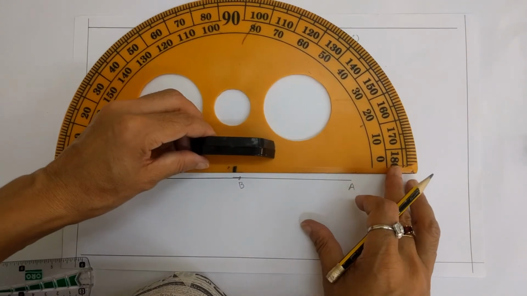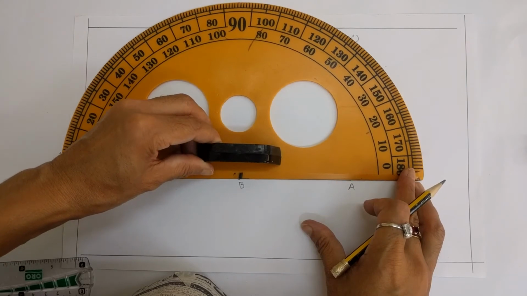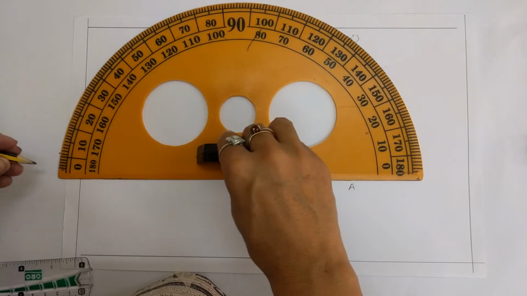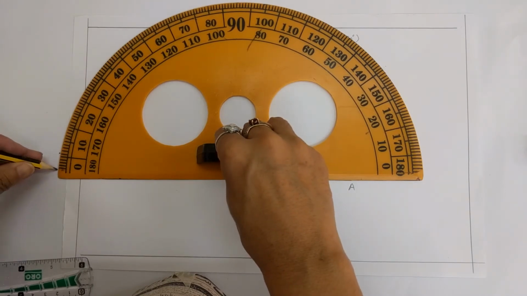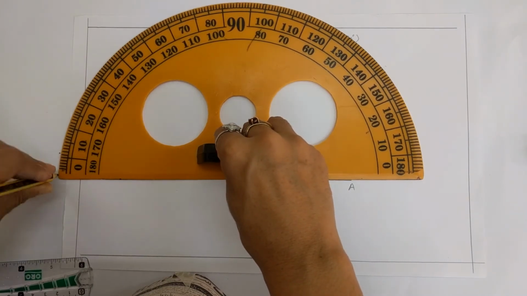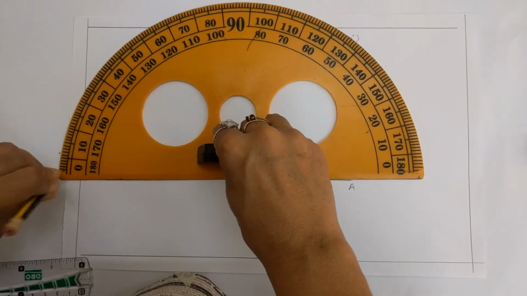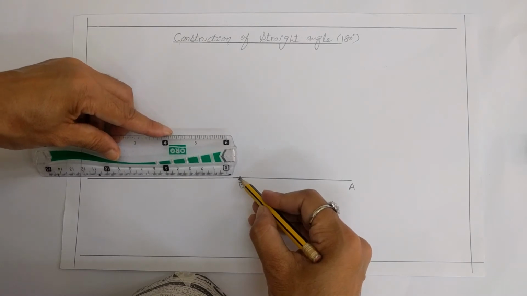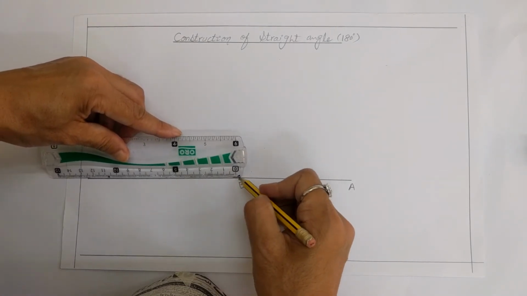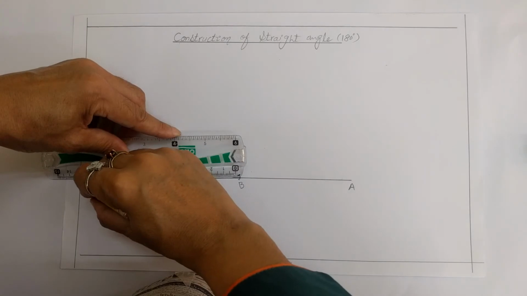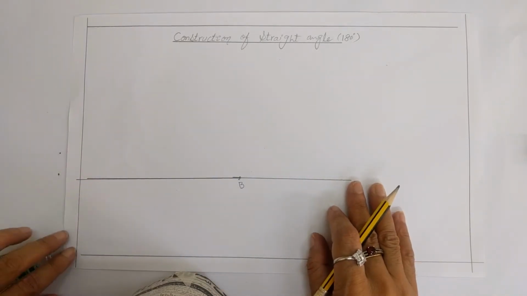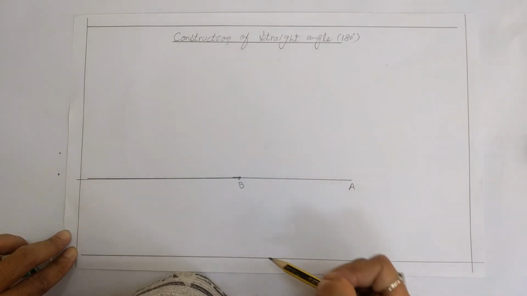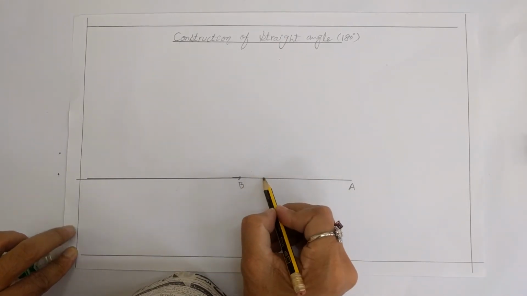Look here, I will do it again. I will put the vertex over the origin. Now this one is 180 degree. The last point is 180 degree. I will mark it over here. Then I will match this vertex B with this dot. Now this one is the angle of 180 degree, and how will we represent it?